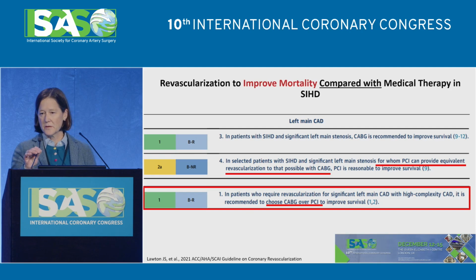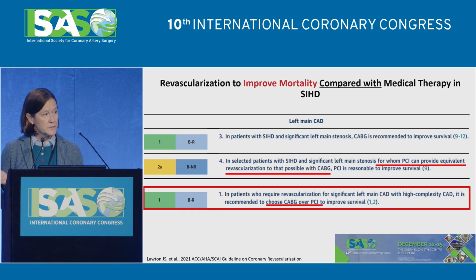And these are just the US guidelines listed here. The class 1 recommendation, benefit greatly outweighs risk with randomized data. Patients with stable ischemic heart disease and significant left main stenosis, CABG is recommended to improve survival. And then the 2A recommendation in selected patients with significant left main stenosis for whom PCI can provide equivalent revascularization. Again, equipoise between the 2 treatment modalities. PCI may be reasonable to improve survival.